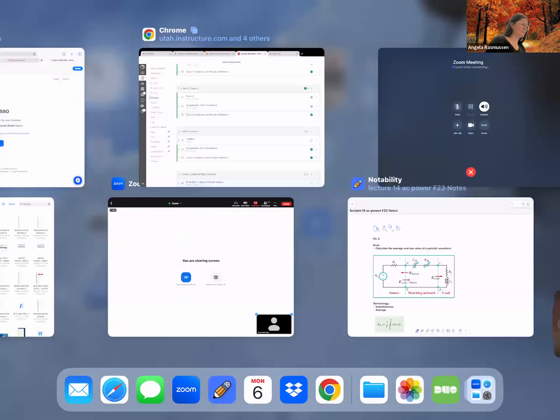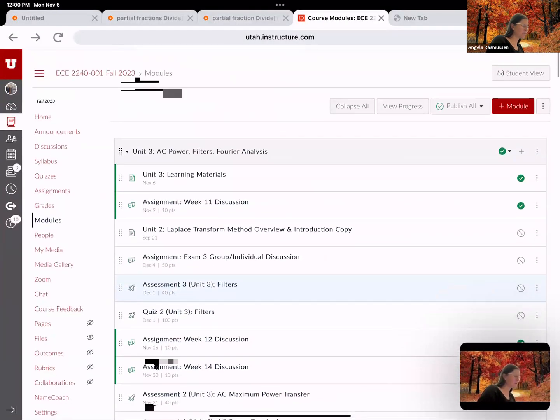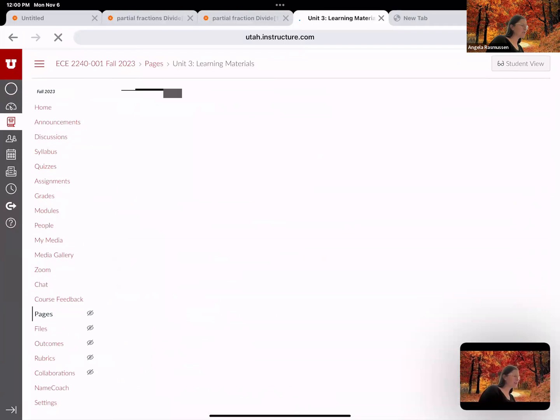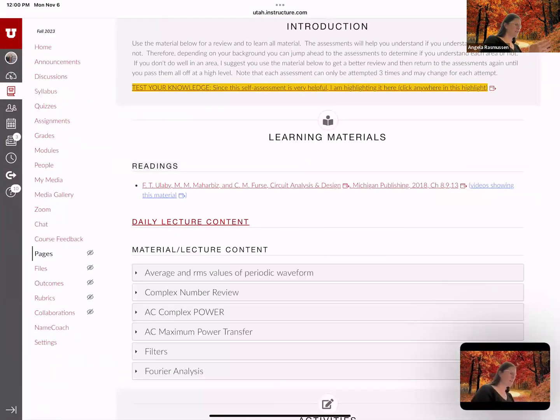Pretty sure it was those. Let me go back to this. Okay, and it is listed in Unit 3 in the learning materials. You can also see where it says that on the readings, it shows chapter 8, 9, and 13. So we are going to cover all 3 of these chapters.